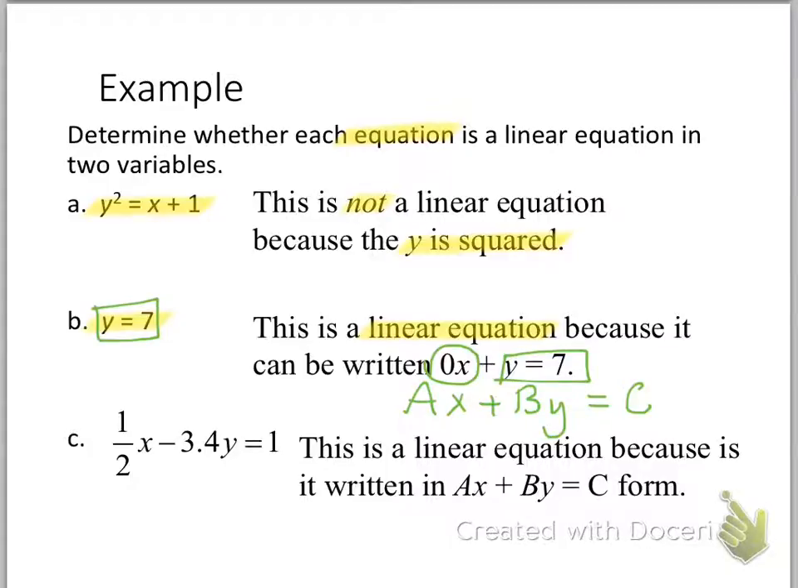Letter C, 1/2 x minus 3.4y equals 1. This is a linear equation because it's ax plus by, even though it's subtraction, we could keep change there, make it plus a negative, equals c, equals 1. Okay, so those are three examples of linear and nonlinear equations.